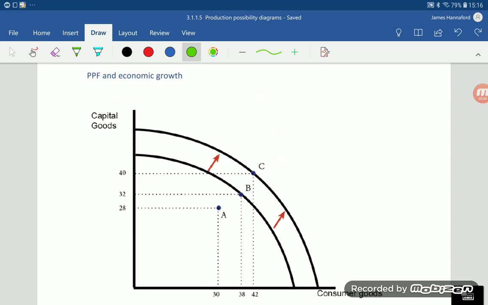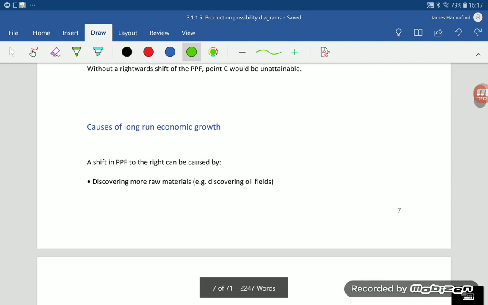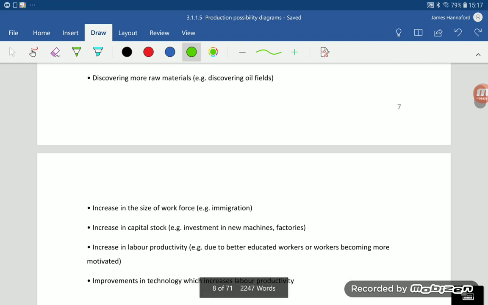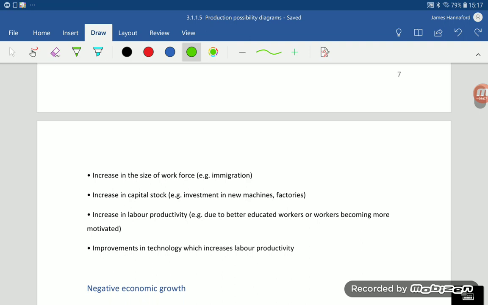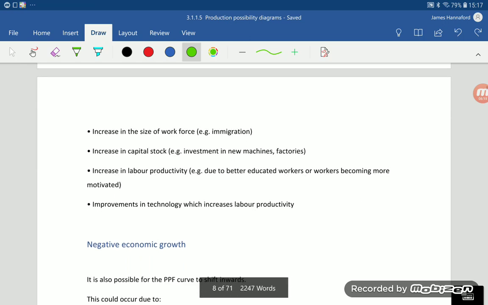Okay, so there's another example here. You could see from A to B would be our short-run economic growth, or our actual economic growth as we go from inefficient to efficient. But B to C would be long-run growth as our potential output increases. That is, the quality and the quantity of factors of production have increased. So you can see that there's lots of causes of long-run growth: discovering raw materials, increasing size of the workforce, increasing capital stock, increasing labour productivity because of better training and education, etc.